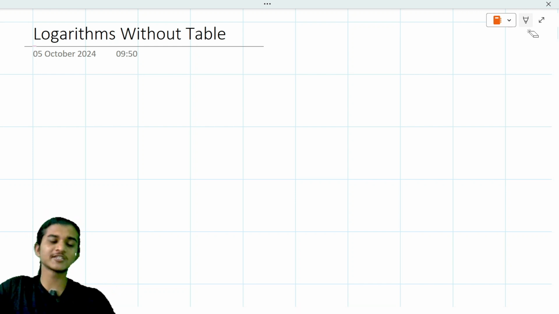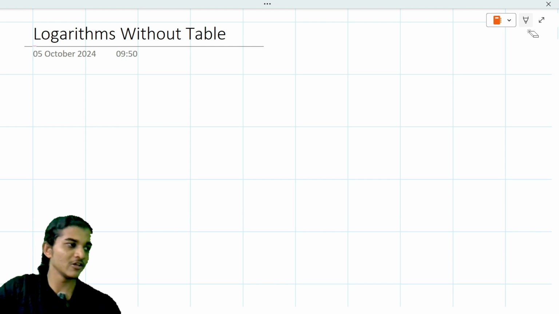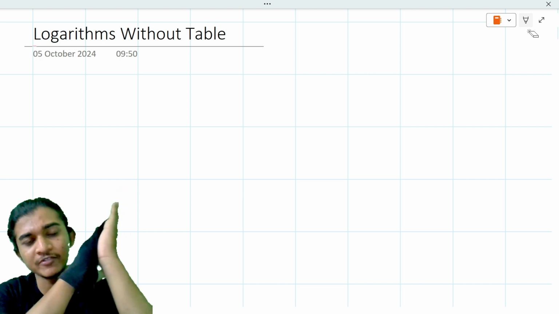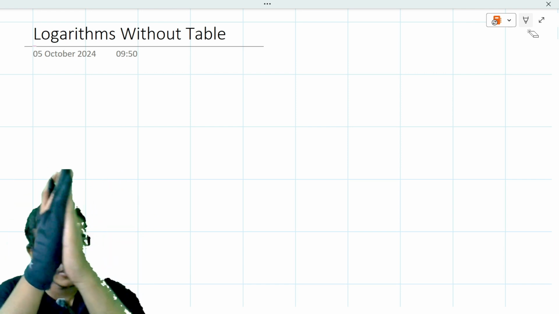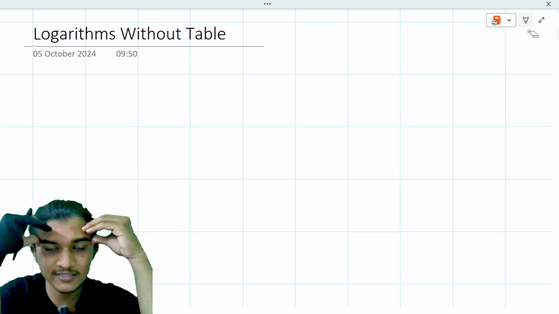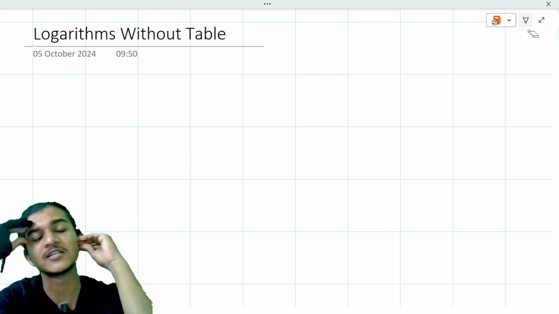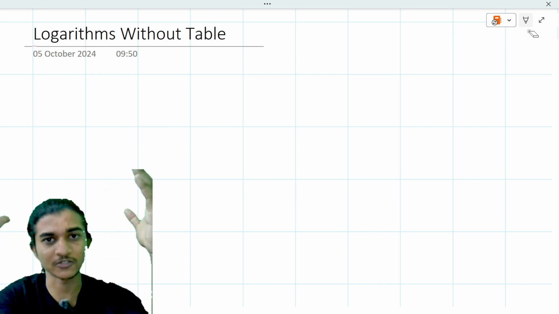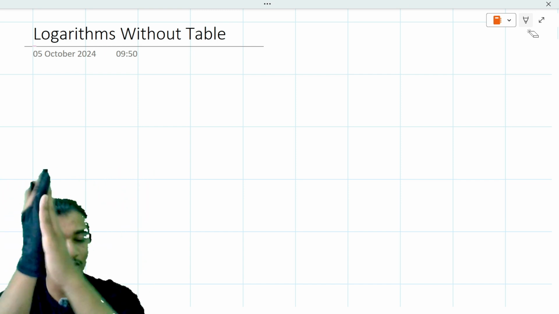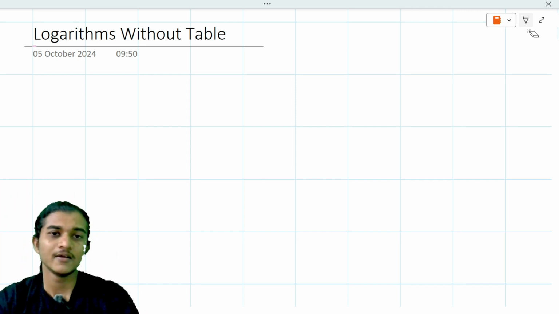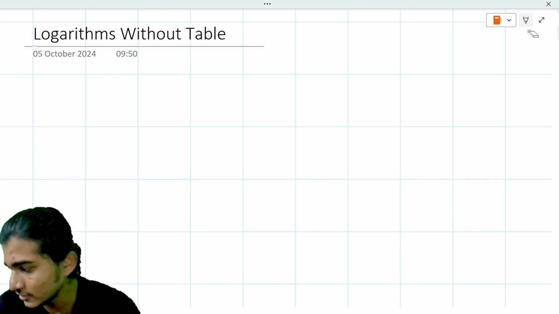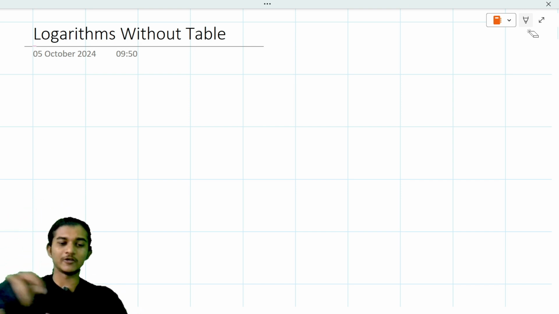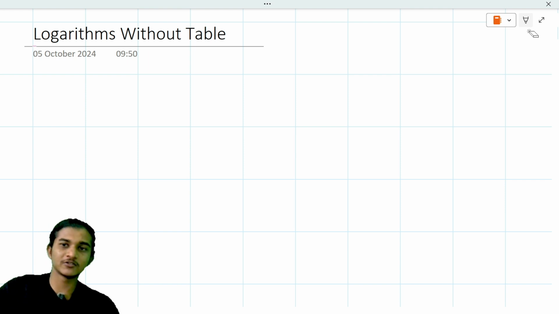In today's video, I'm going to be discussing logarithms, solving logarithms without using a table. Solving logarithms could be difficult without using a table. Normally in many competitive exams like KCET, NEET, JEE and all those competitive exams, they won't provide you all those resources like the logarithmic table, but you still want to solve the logarithmic values without the help of a table. In this video, I'm going to help you with how we can do that.